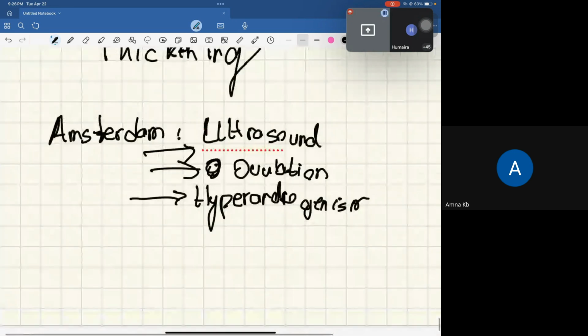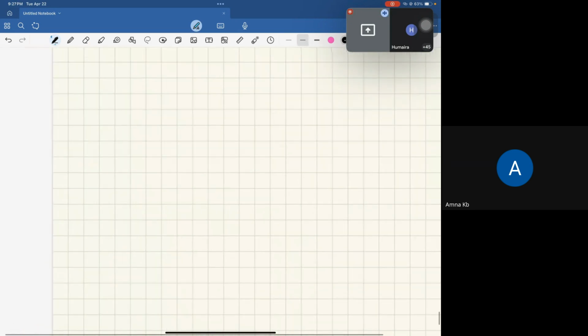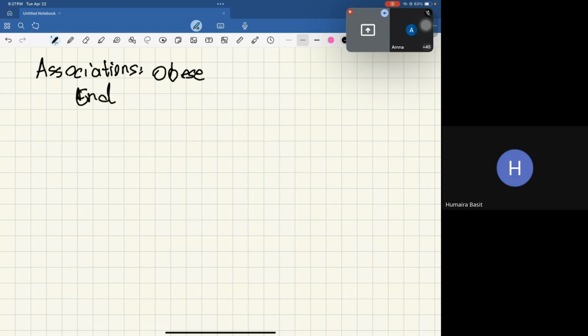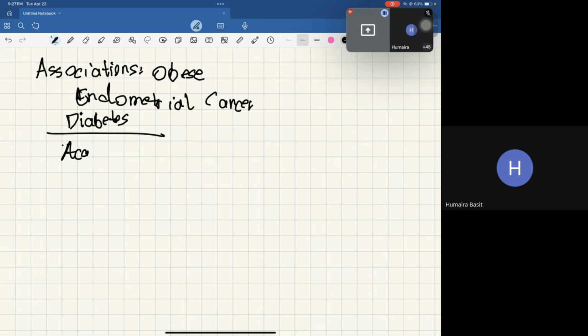Now, what are the associations of polycystic ovarian syndrome? They love to test these associations. The first one is obesity. So whenever the patient is obese, it is present. Second thing, endometrial carcinoma. The third one is diabetes. They can give you a patient with polycystic ovarian syndrome and ask what else you want to check in this patient. So you will check for the presence of diabetes. And at the same time, the patient will have some kind of acanthosis nigricans.